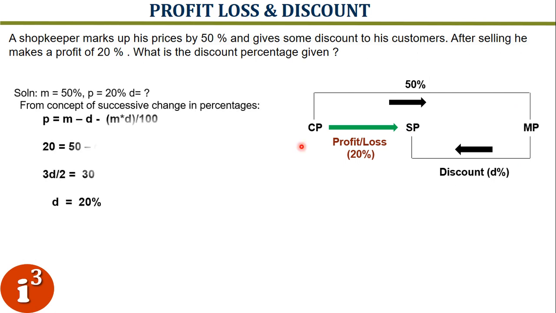You know by the formula, P equal to M minus D minus M into D by 100. What is P? 20% is given. M is 50. D you don't know, you need to calculate D. So 20 equals 50 minus D minus 50 into D by 100. 50 by 100 is half, so minus D by 2. Minus D minus D by 2 will be minus 3D by 2. You take this minus 3D by 2 to this side. It will become 3D by 2 equal to 50 minus 20, which is 30. So ultimately your D comes out to be 20%. So your discount percentage is 20%.